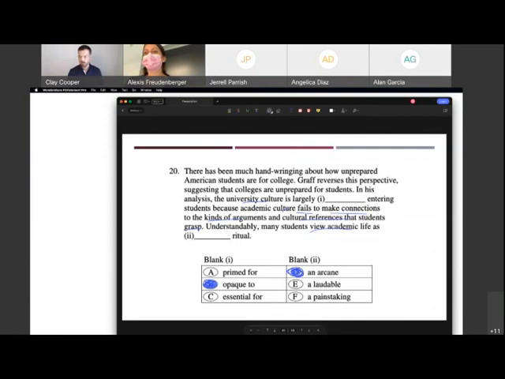Okay. I'm still not even 100% sure what arcane means. I think it means like esoteric. It means something like bizarre or little known, strange. Yeah. But it fits here.